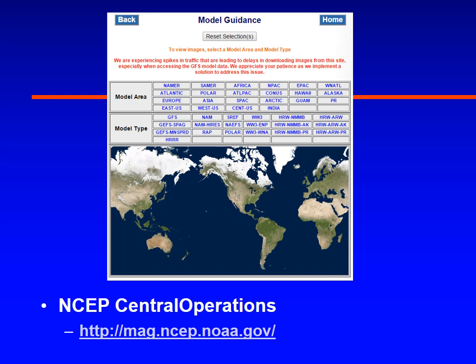You can look at different model areas or domains across the world. And then they have all the different types of models, whether it be the GFS, the NAM, and then there's several other different types of models that we didn't even talk about.